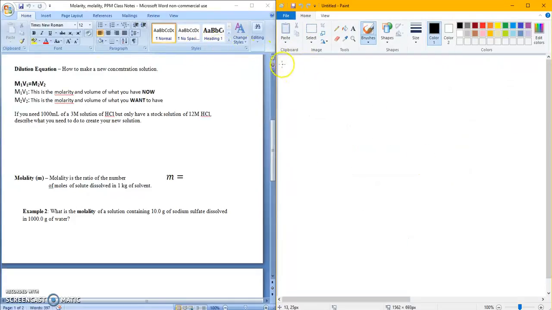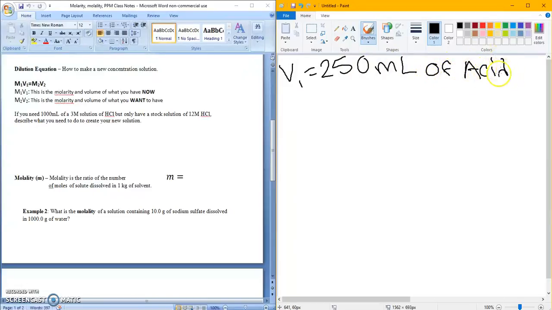So we're going back. I need V1 is equal to 250 milliliters. That number is very special. It has a meaning. It's not like in math class where you just have numbers. These have meaning. This is saying that I need 250 milliliters of my acid, and then when I add my water, that's going to equal 1,000 milliliters.